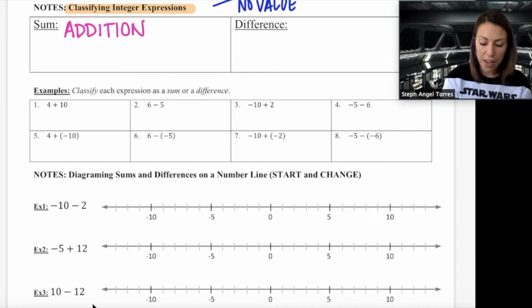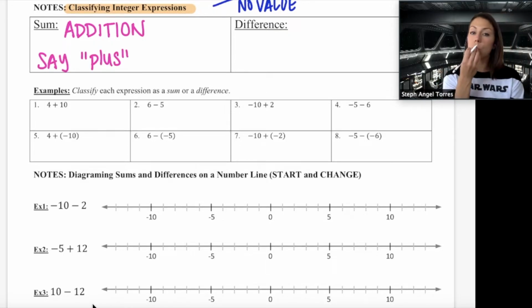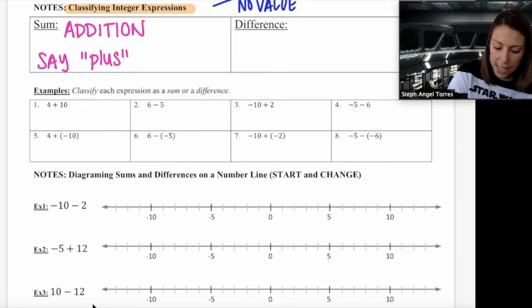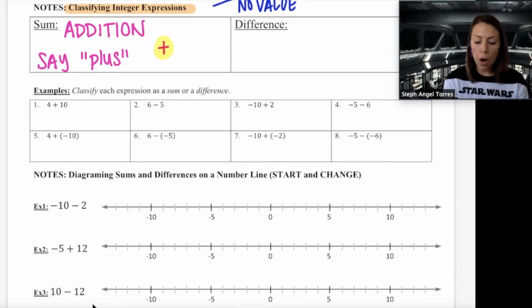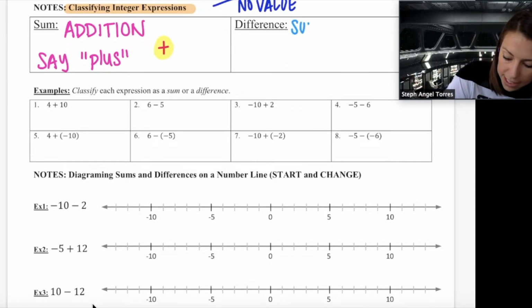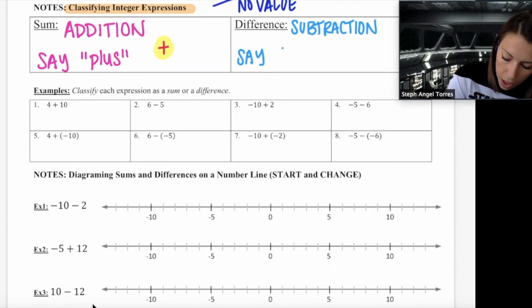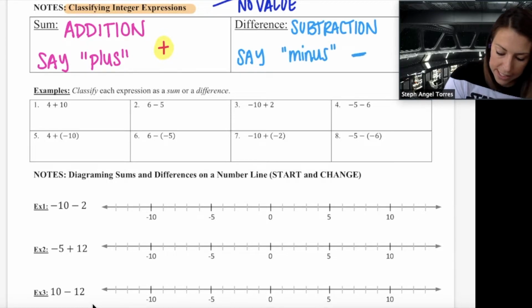Or it's a lot easier to think of it as we say the word plus. If you are saying the word plus, or you see this symbol here, you are reading an expression that is a sum. In a difference, you are reading an expression that contains subtraction. Or in other words, you are saying the word minus, and you're looking for that symbol right there.